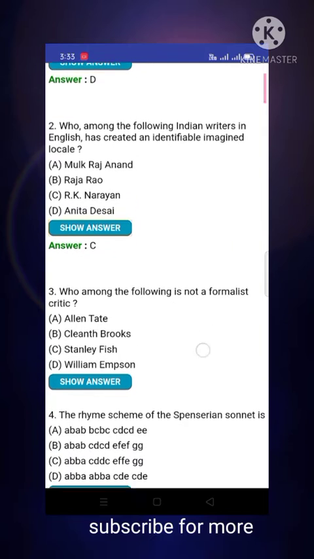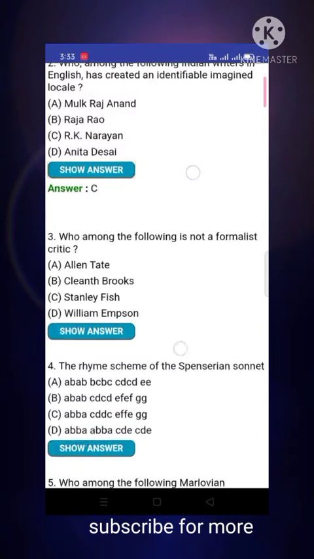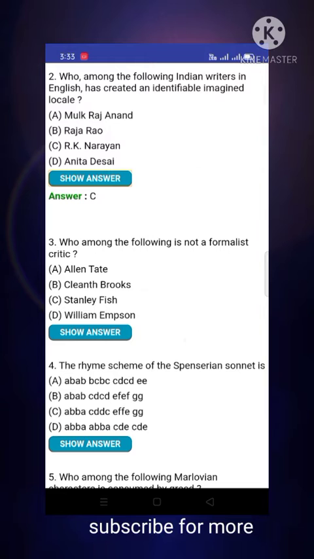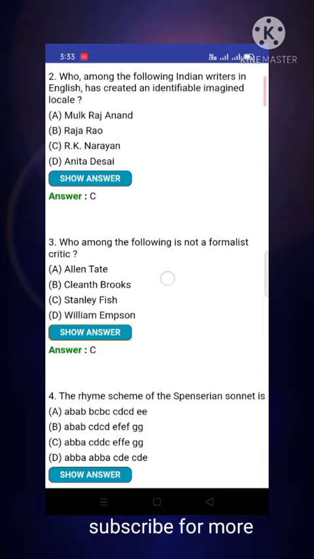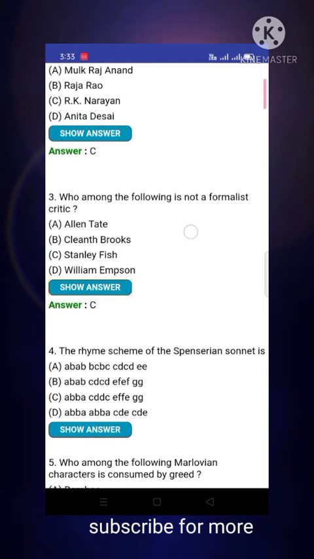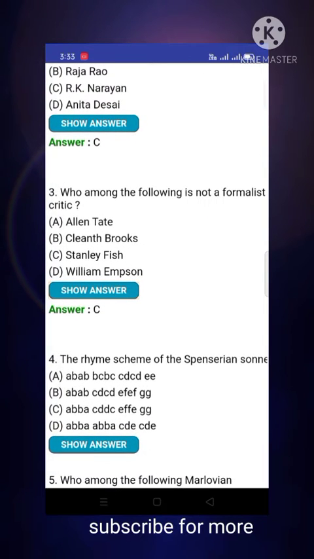Now the third question: Who among the following is not a formalist critic? The correct option is Stanley Fish. Stanley Fish was not a formalist critic.